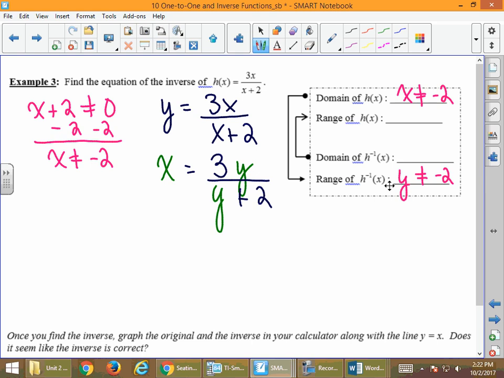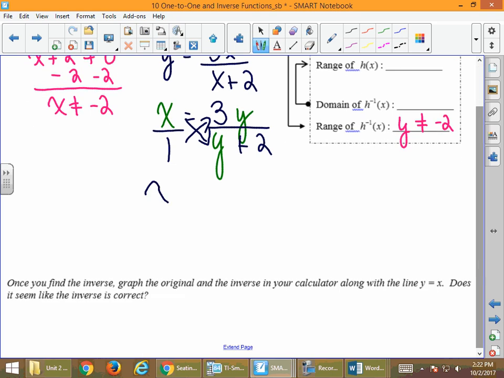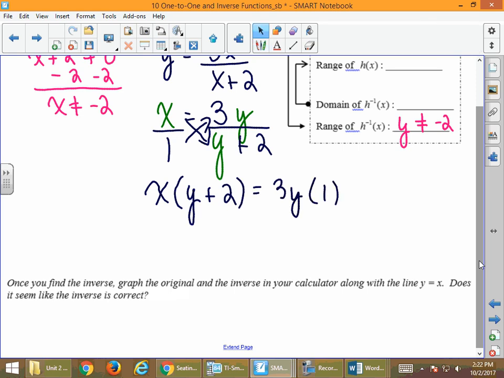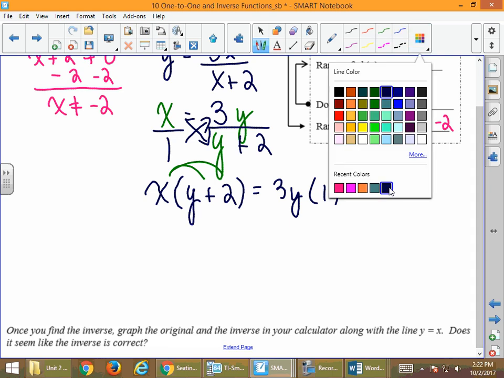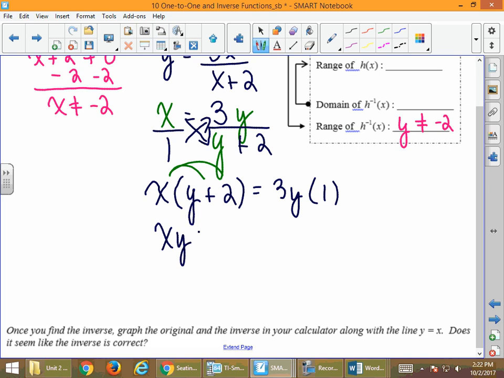The x's and the y's switch places. They reversed order. Well, we've had some experience solving this now, because what we're going to do is cross multiply. And we end up with x times y plus 2 equals 3y times 1. And we can distribute here. We end up with xy plus 2x equals 3y.